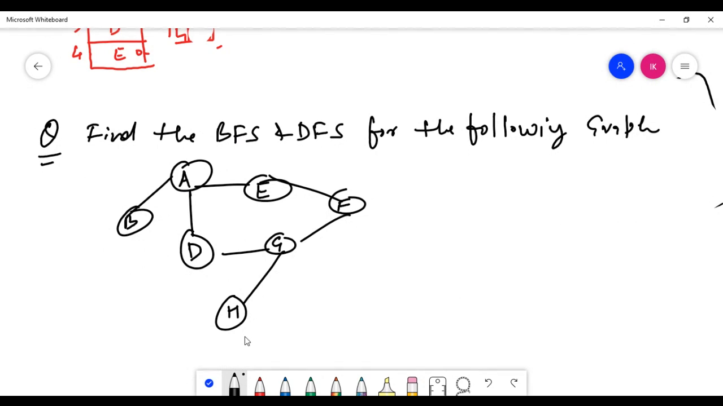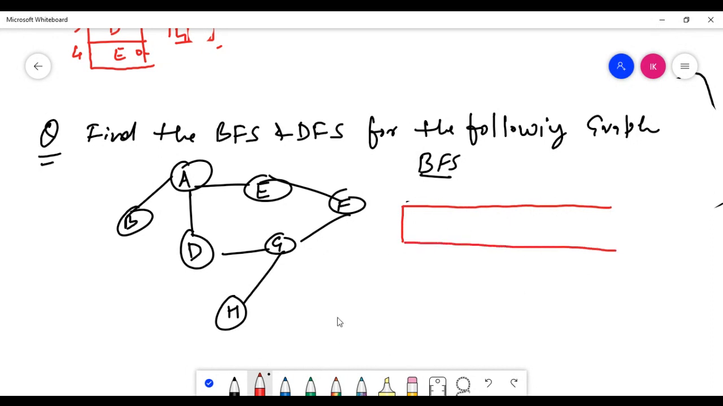Now, how can we find the BFS and DFS? So first I write BFS. For BFS I need a queue, so you have to make one queue. Maybe I'm not making the line very clear. I will make a good one. Okay, like this.